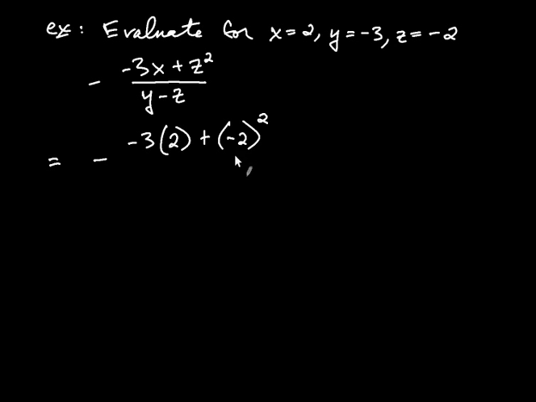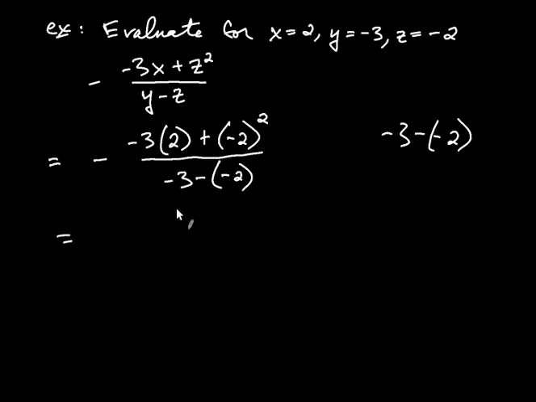And I'm squaring -2. And then I'm going to divide all of that by y minus z, which is -3, take away. Now you're taking away z, but z is negative. And you never write minus -2 without parentheses. In other words, you'd never write this: -3 minus -2. You never have two symbols together like this without parentheses separating them.